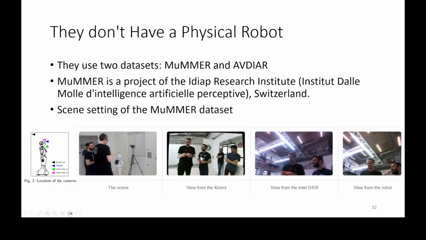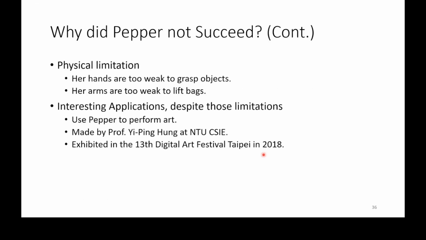All of them are captured in a lab. That's not a real shopping mall or something like that. And there are some people who act as customers in the shopping mall, and they will go close to the robot, something like this, and try to interact with the robot, captured by 3 cameras.